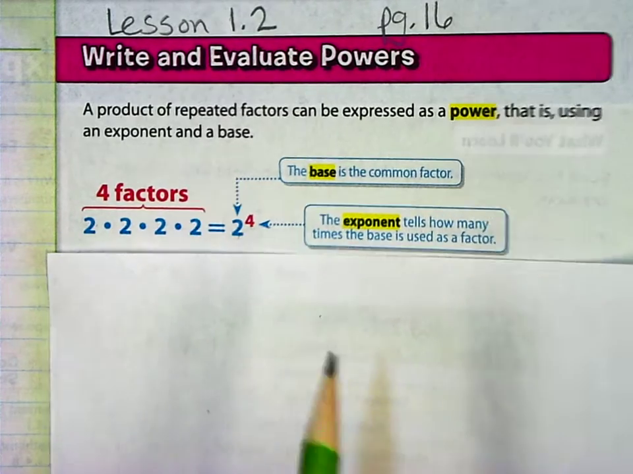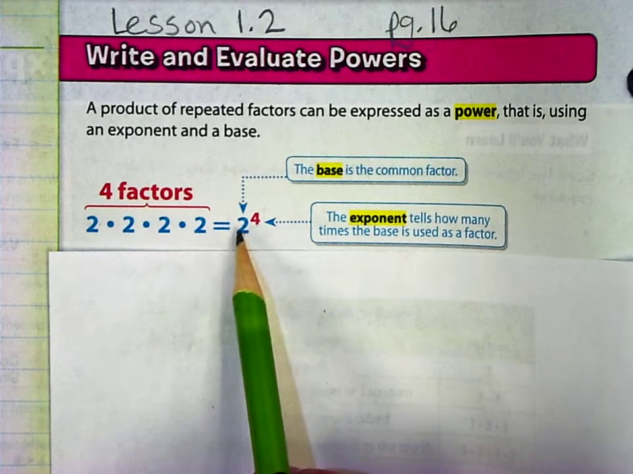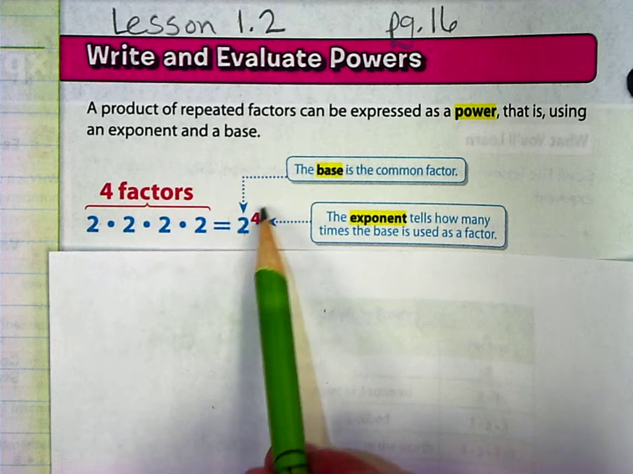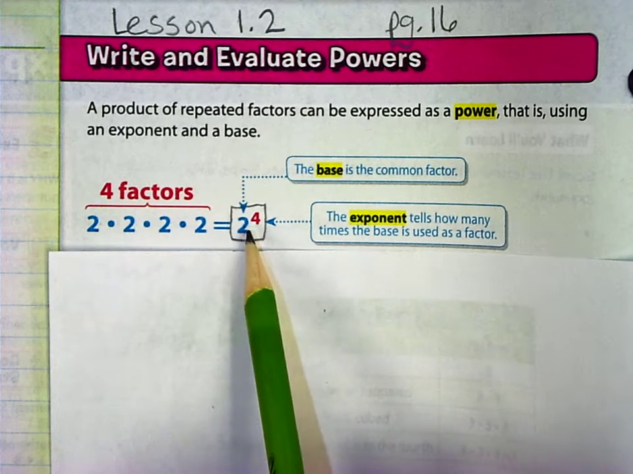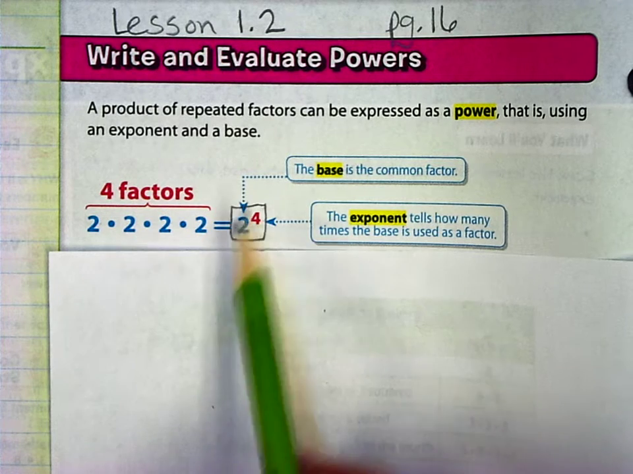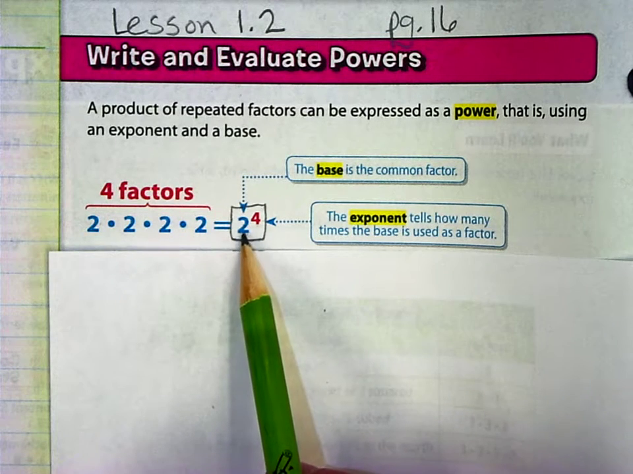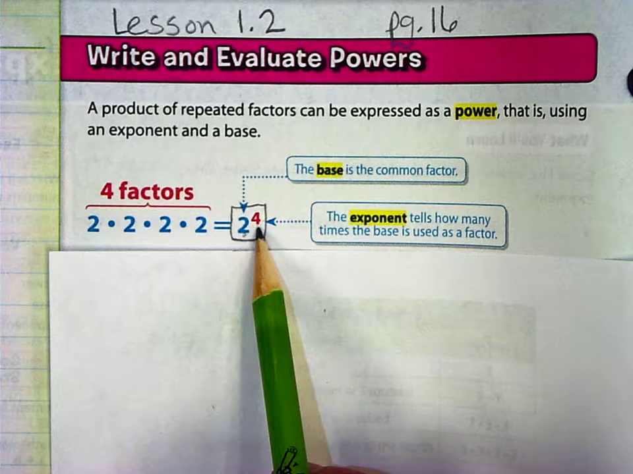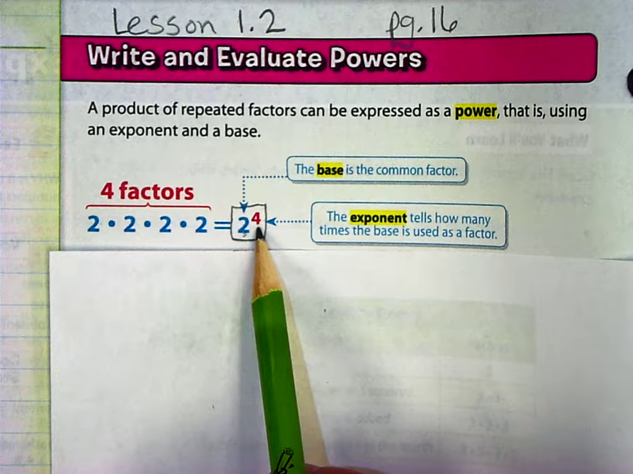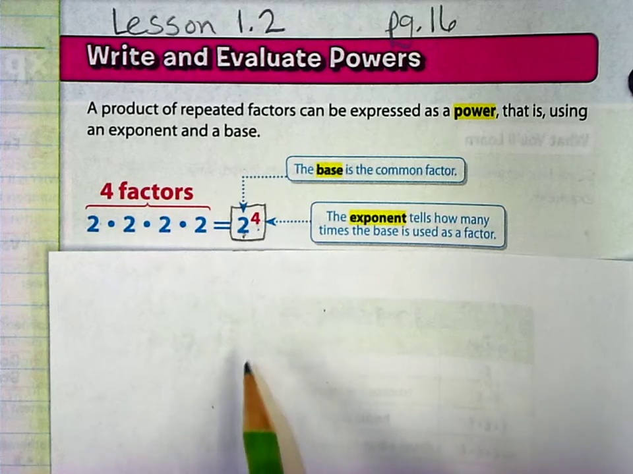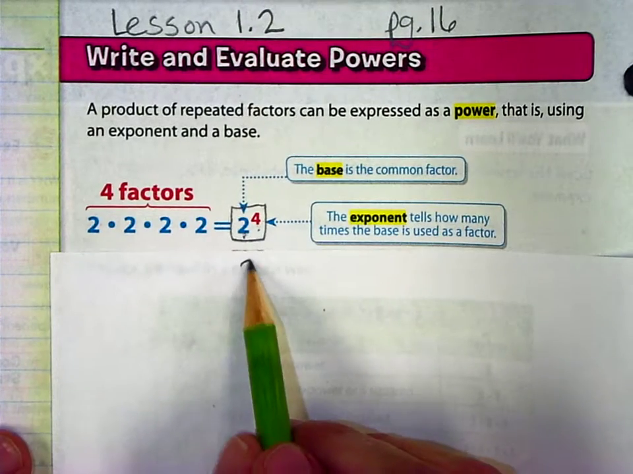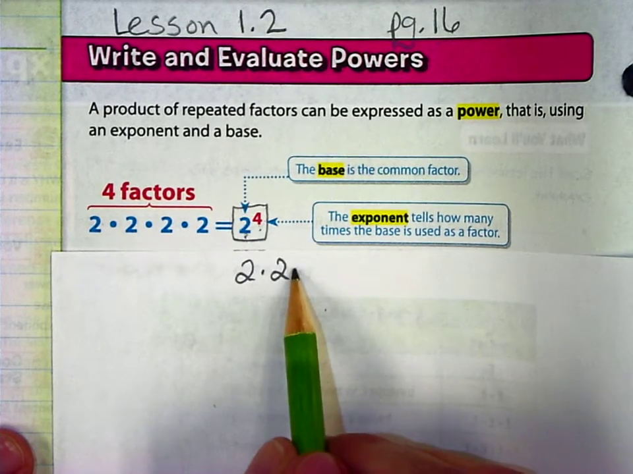Let's start with power. This repeated multiplication is called a power. Within a power, you have a base number and an exponent. The base number is your big number. The exponent tells how many times you're going to multiply this base number. So 2 to the 4th power means that I would need to write 2 4 times.